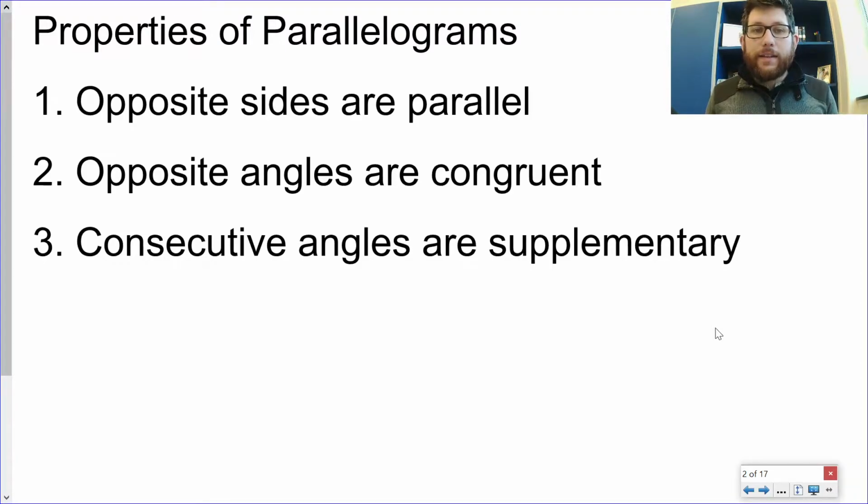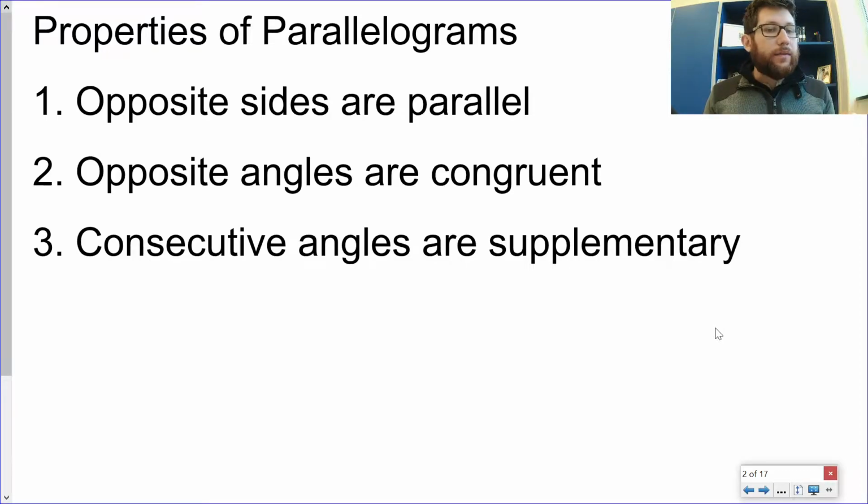All right, guys, in this video, we're going to continue looking at the properties of parallelograms. Now, if you're taking notes, I would put this in our notes. There are three rules we've talked about so far. We've talked about how opposite sides are parallel, opposite angles are congruent, and consecutive angles are supplementary.